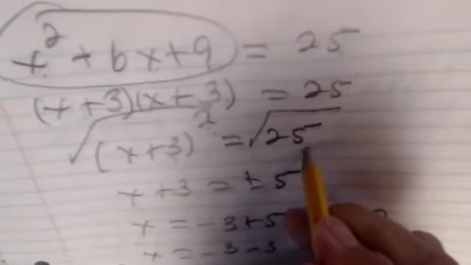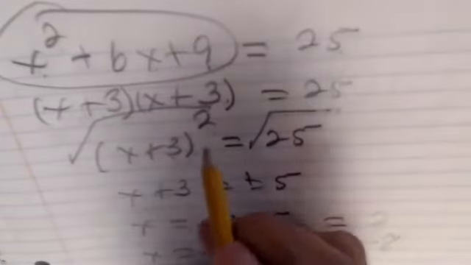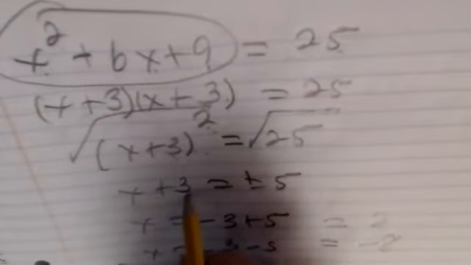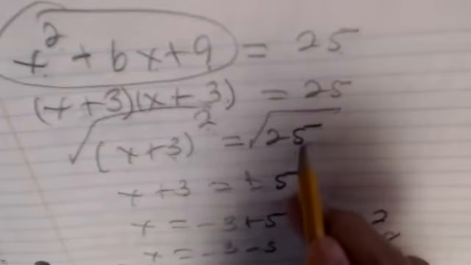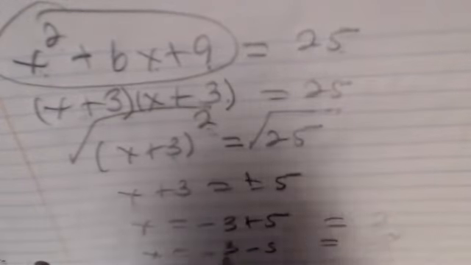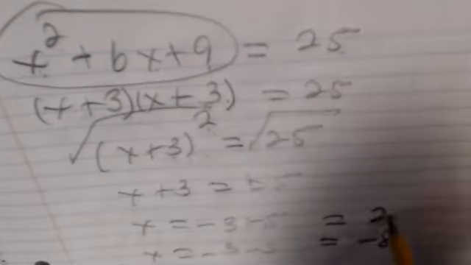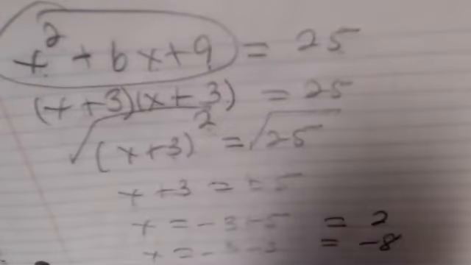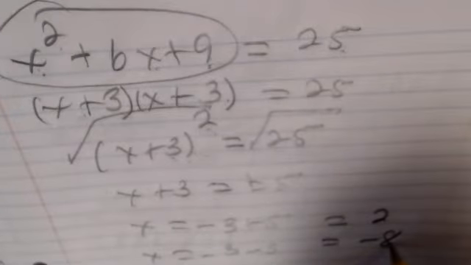Now, look at it. This is the same type of problem that we just got through doing. I'm going to take the square root of both sides and I get x plus 3. On the right side, the square root of 25 is 5 and minus 5. So I get two answers. Minus 3 plus 5 is 2, and minus 3 minus 5 is minus 8.